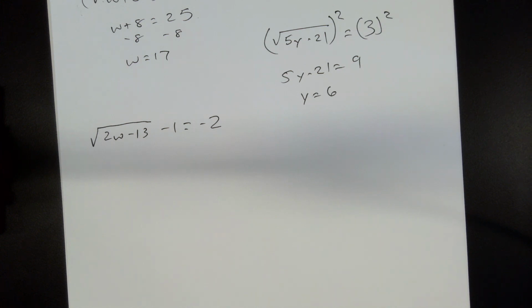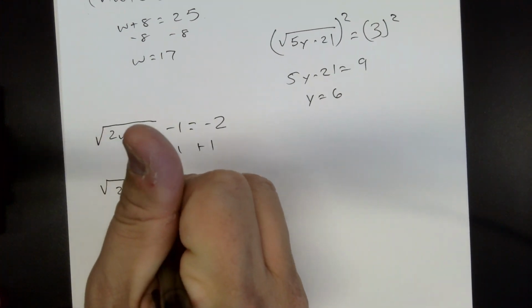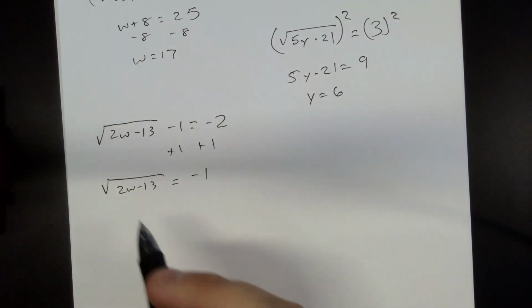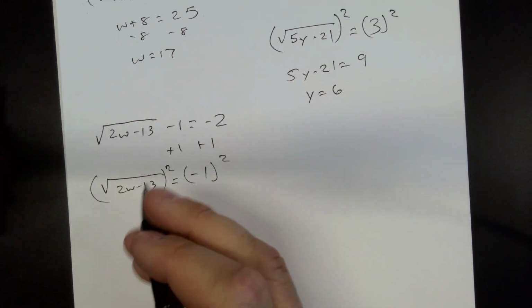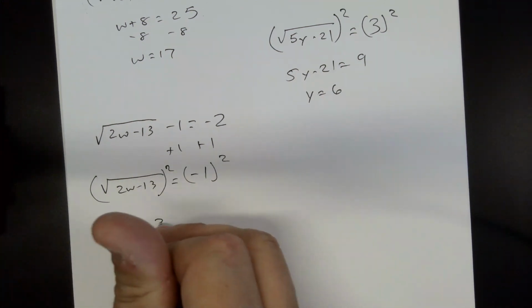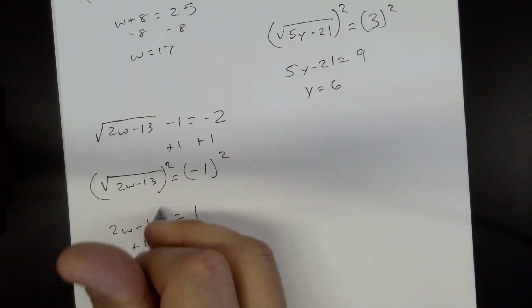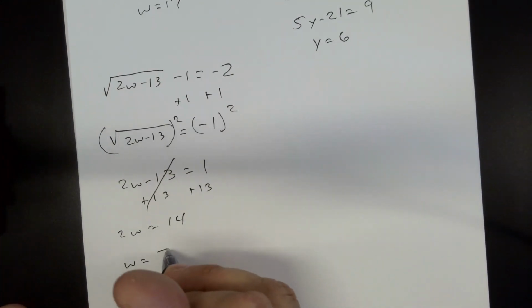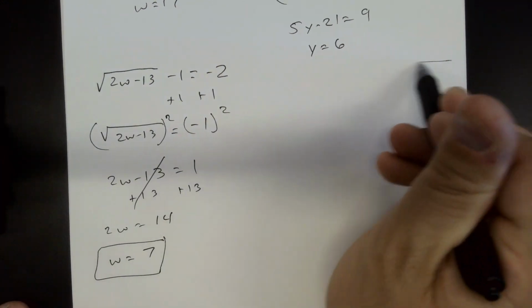Ethan, what did you do first? Good, so we have to add 1. Why did you add 1 first? Okay, now what did you do, Ethan? Okay, what's the square root of negative 1? I mean the square of negative 1. Okay, so this negative 1 squared is just 1. And then we can add 13 to both sides. We get 2w equals 14, or w equals 7. Who got that right? Raise your hand. Good.